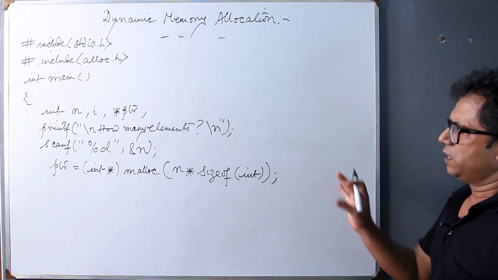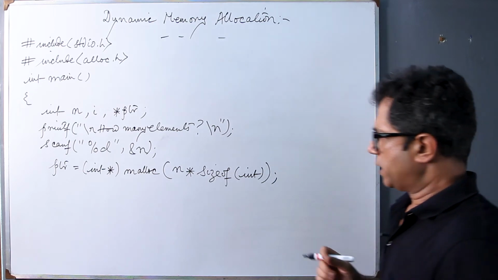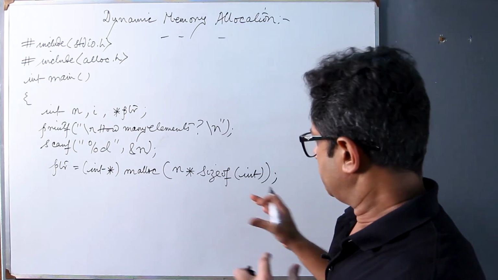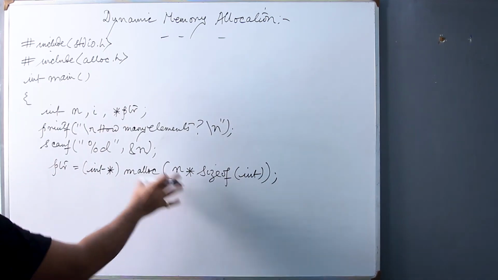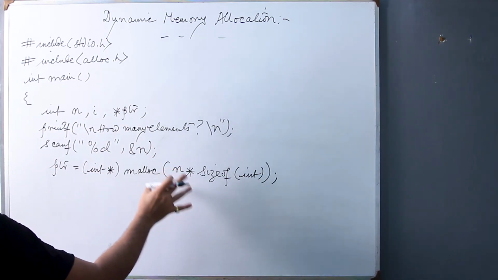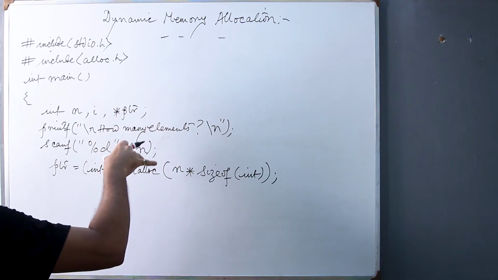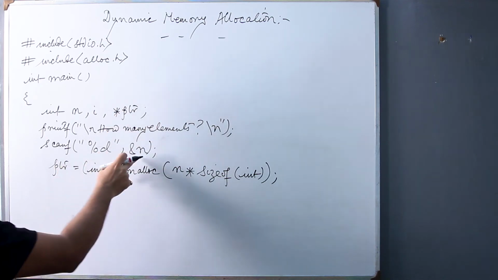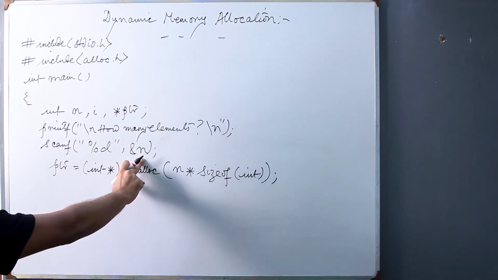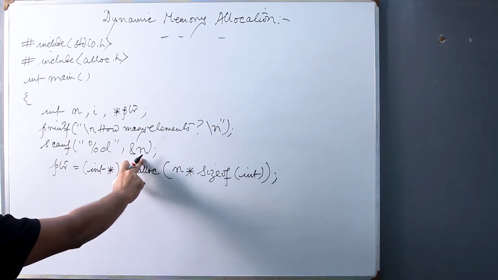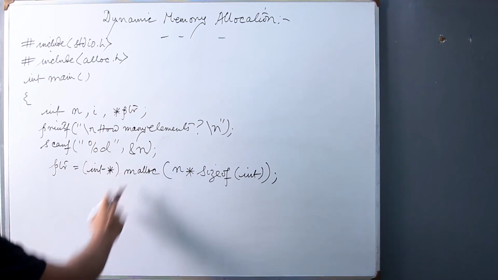So this is the dynamically allocated memory section. It will allocate as much memory as is required by the program at runtime, as specified by the user in the form of the number of elements given by the variable n.